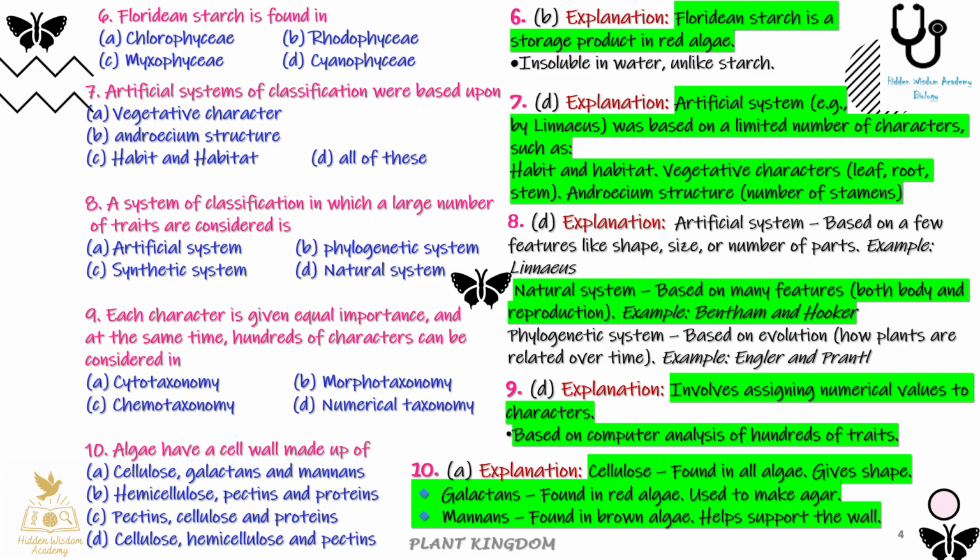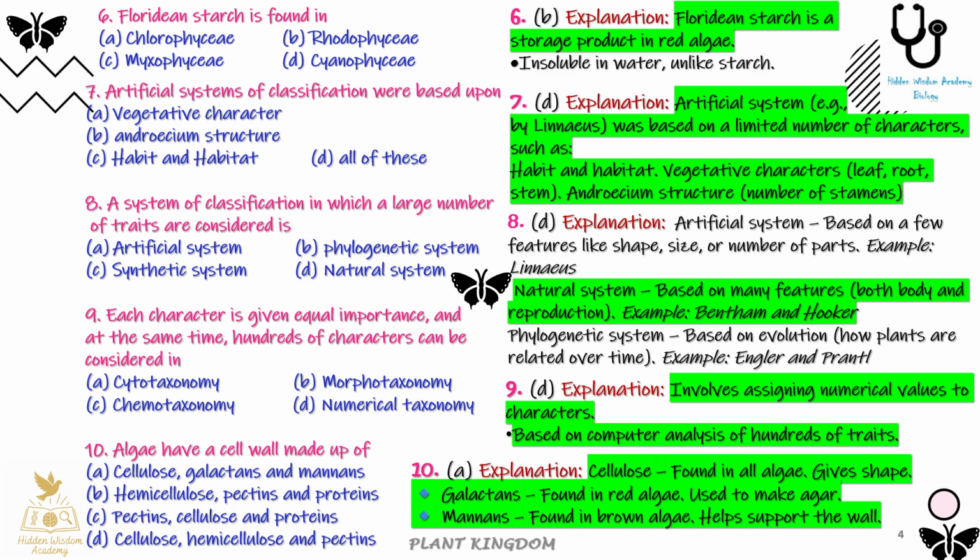Explanation: artificial system, example, by Linnaeus, was based on a limited number of characters, such as habit and habitat. Vegetative characters such as leaf, root, stem. Androecium structure, that is number of stamens. So, option D is the correct answer.